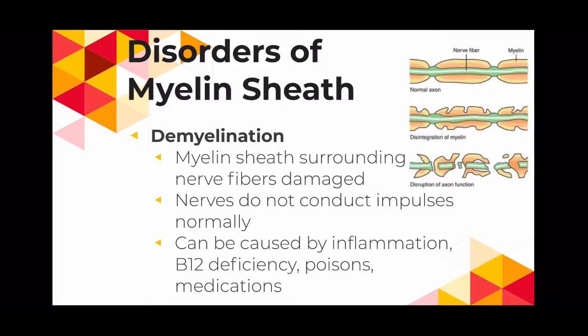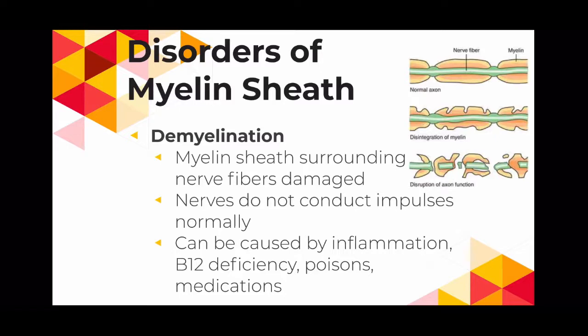So the first disorder we are going to talk about is demyelination. If we break this word down, the prefix de means away from or without. The suffix ation means process. So demyelination is the process of losing the myelin sheath of a neuron. These are all going to be disorders where the myelin sheath is breaking down.